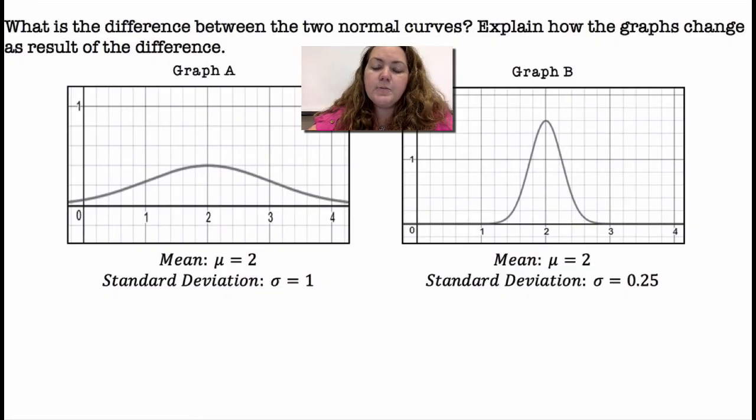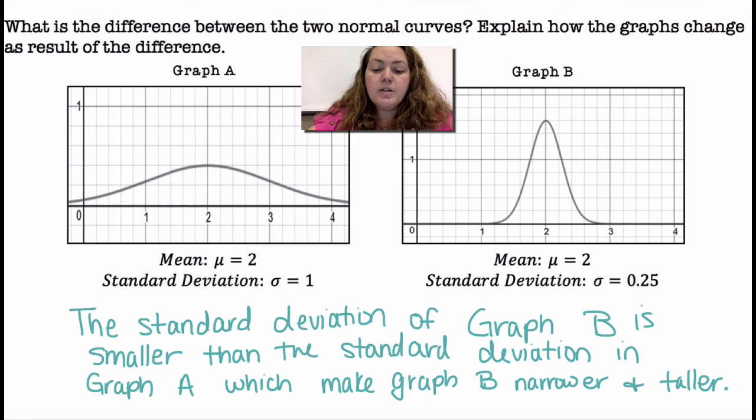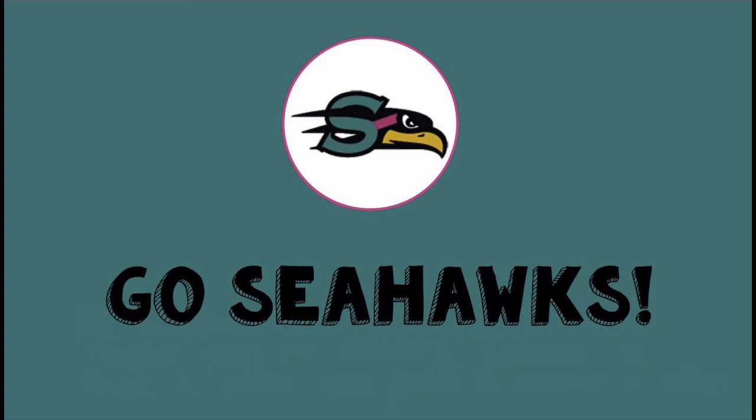All right, what is the difference between the two normal curves? Explain how the graphs change as a result of the difference. So I have graph A, and then I have graph B. And it also tells me the summary statistics for each graph. So for graph A, my mean is 2, and my standard deviation is 1. And for graph B, my mean is also 2, but my standard deviation is 0.25. So the standard deviation of graph B is smaller than the standard deviation in graph A, which makes graph B narrower and taller. All right, go Seahawks.